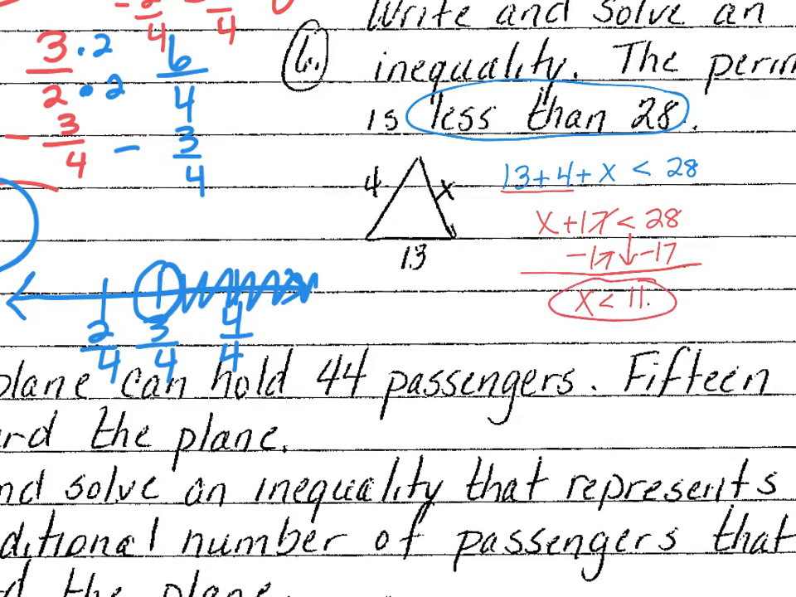Here's the thing on this one. It's a triangle. Can you have negative side lengths? No. So the only thing that x can be is between 1, 2, all the way up to 10. It can only be those numbers, 1, 2, 3, 4, 5, 6, 7, 8, 9, 10. Okay, can't be 11 because it said x is less than 11.